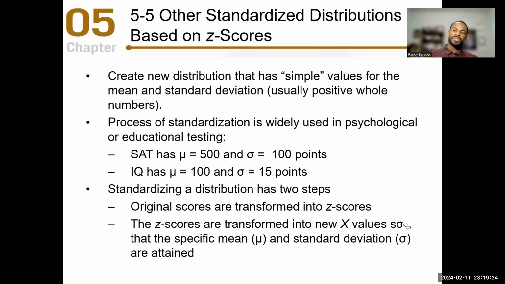All I would need to do is transform those original scores into z-scores. And then I would transform those z-scores into the values that I want them to be. I'll show you what that looks like, because what you have to do is find the x value that corresponds to the z-score for your new distribution.